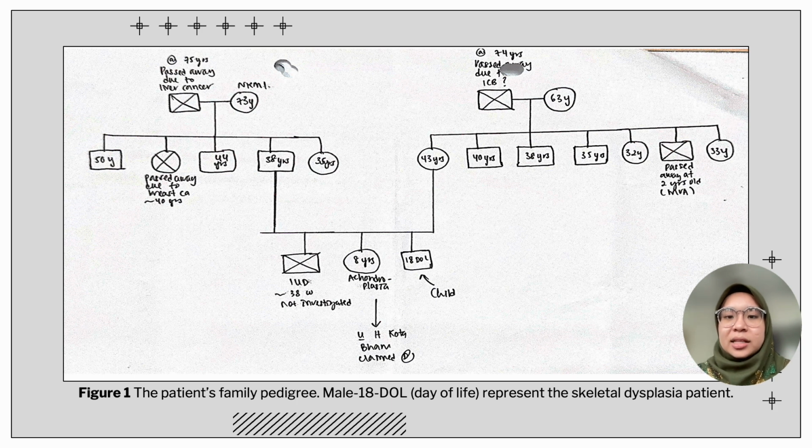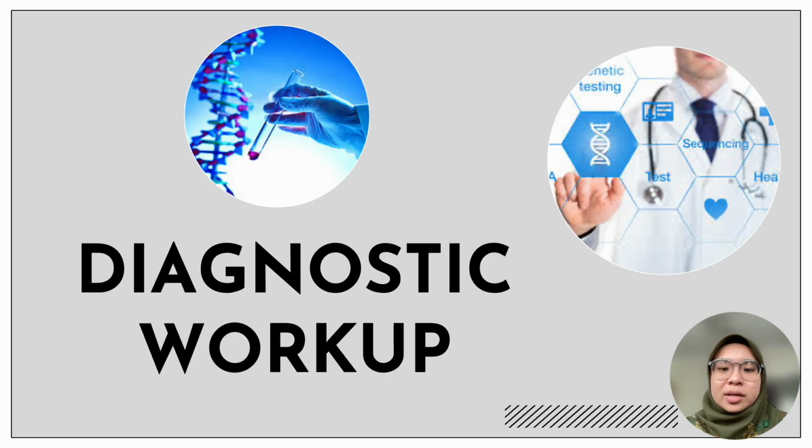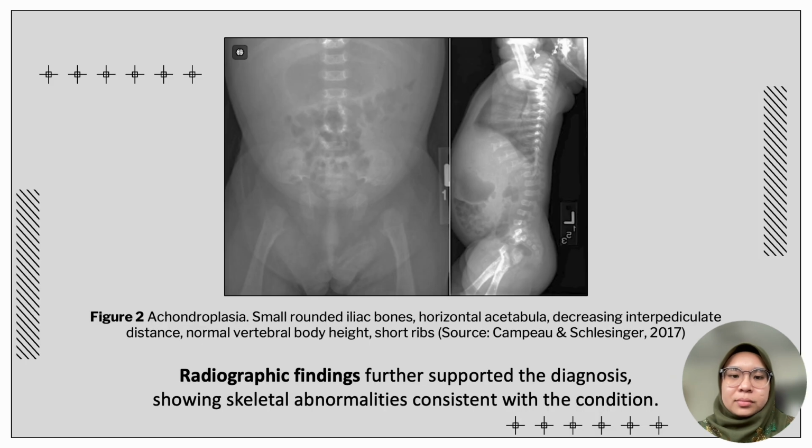This indicates that the parent passed the mutation for achondroplasia to their children. There is a 50% chance that each of the affected children carries the achondroplasia mutation and could pass it to their own children. Achondroplasia is an autosomal dominant genetic disorder, meaning that only one copy of the mutated gene is necessary to cause achondroplasia. Next, diagnostic workup.